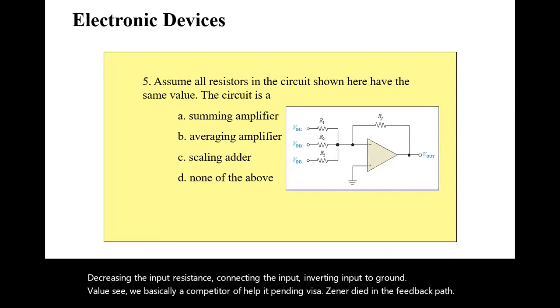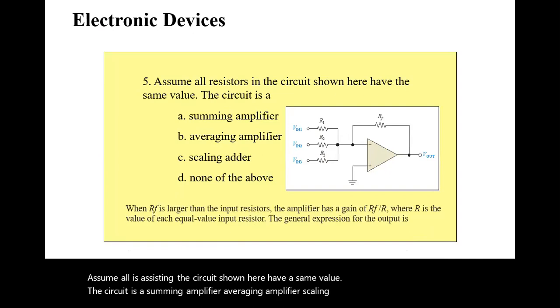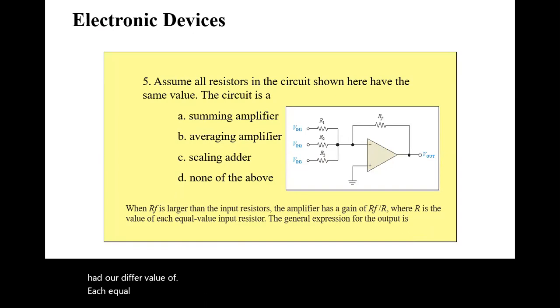Assume all resistors in the circuit shown here have the same value. The circuit is a summing amplifier, averaging amplifier, scaling adder, or none of the above. When RF is larger than the input resistor, the amplifier has a gain of RF over R1, where R is the value of each equal value input resistor. The general expression for the output is a summing amplifier.